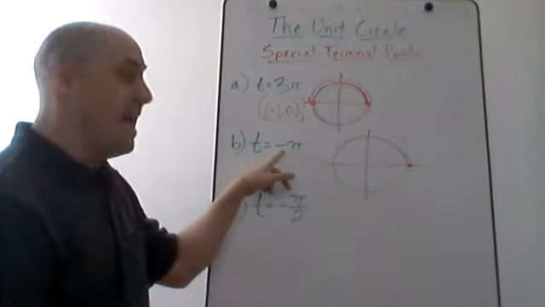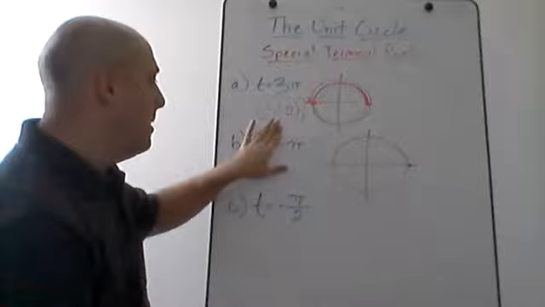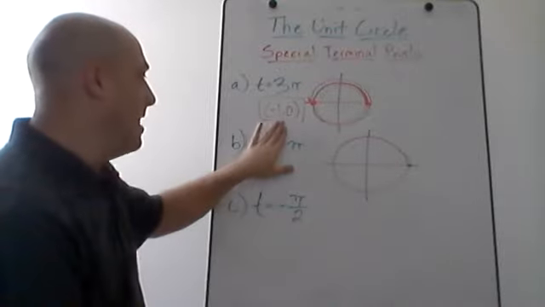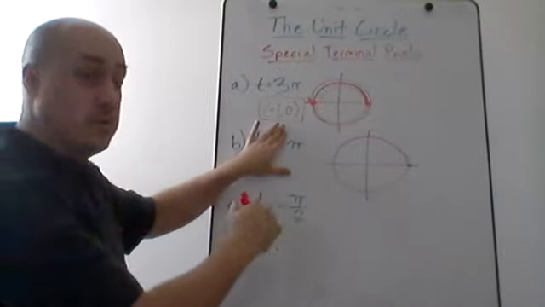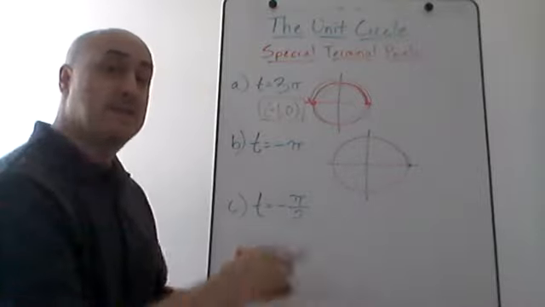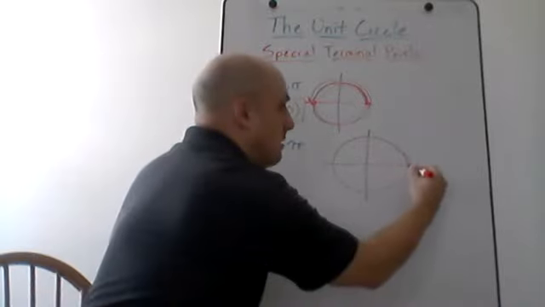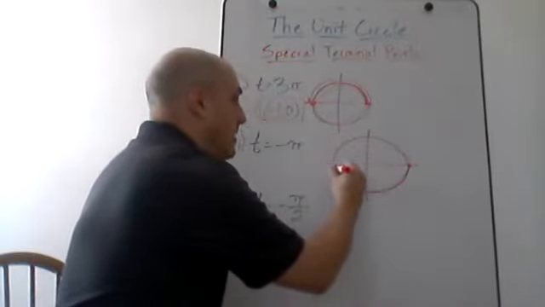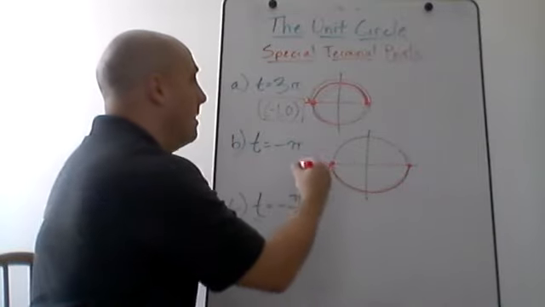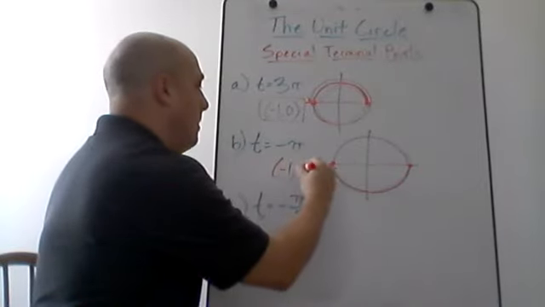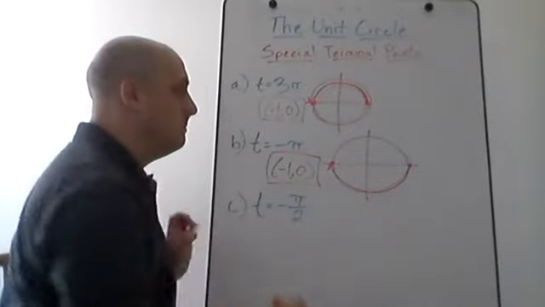So the positive and the negative just tells me which direction to go. But when I'm actually traveling that distance, I ignore the negative and I just move pi units. And once again, pi is halfway around the unit circle. So I'm just going halfway around the unit circle, but in the opposite direction as what I did before. And once again, I end up at the terminal point -1, 0.